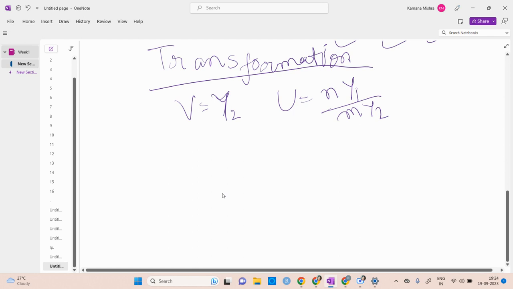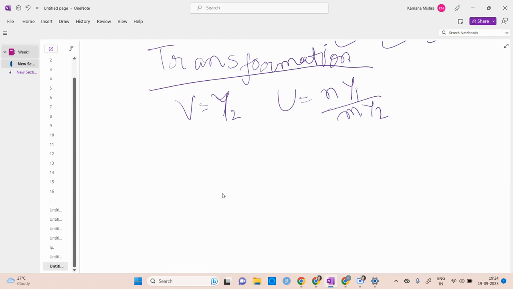Okay, so now we will find y1 and y2 in terms of this. So y2 is equal to v, and then y1 is equal to m divided by n times u v. Okay, so we have y1 and y2. Now the Jacobian is that.